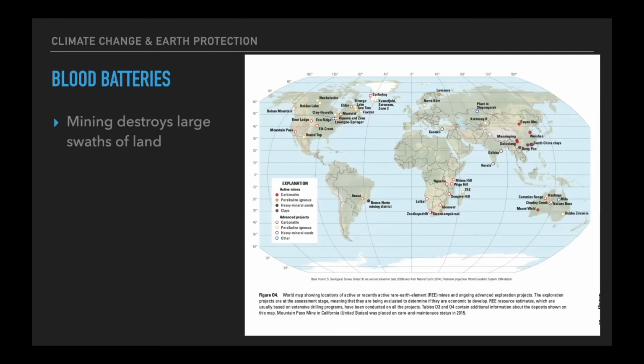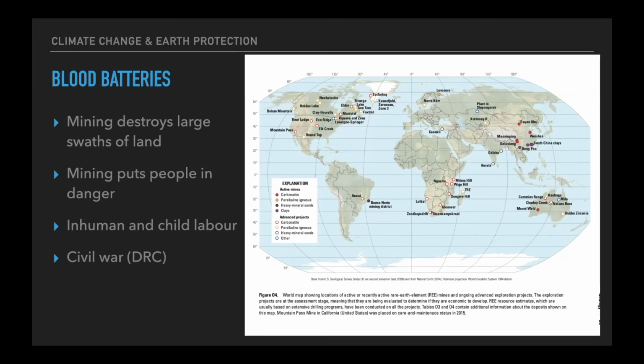So mining is destroying these huge swaths of land. It's putting people in danger. In a lot of countries, especially in China and the DRC in particular, there's human trafficking, there's child labor. We see a lot of really inhumane behaviors that are happening just to meet these demands of getting our rare earth elements for our precious electronics. It has been the cause of a civil war in the Democratic Republic of Congo. So it's really not something trivial at all.